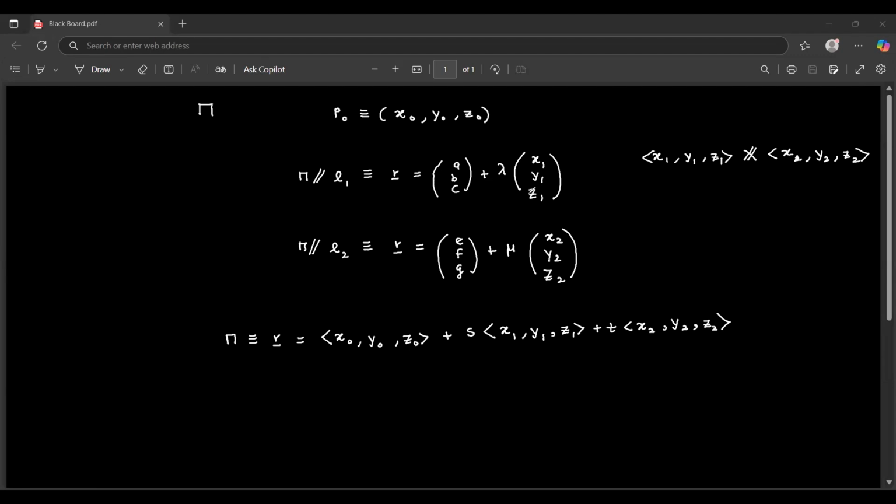So this is the basic question that you can face in vector equation for a given plane. We'll do some more questions in the next video. Stay tuned.